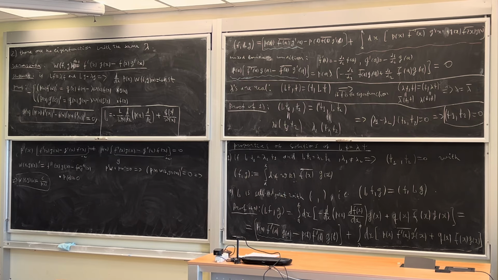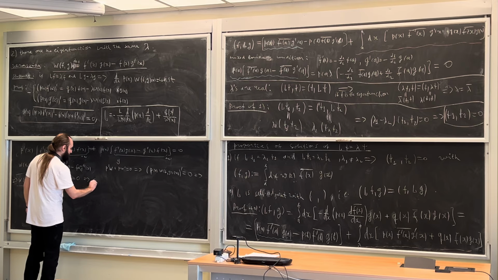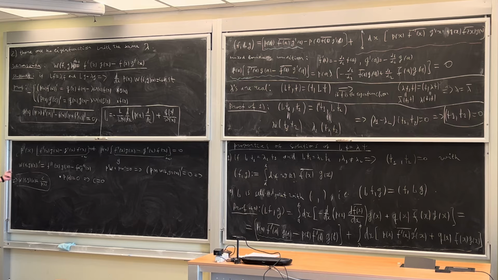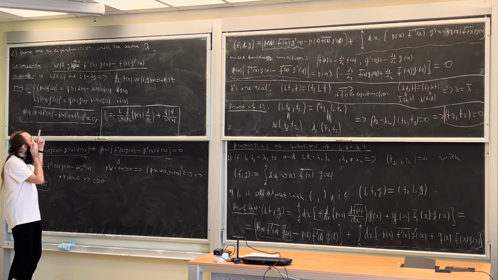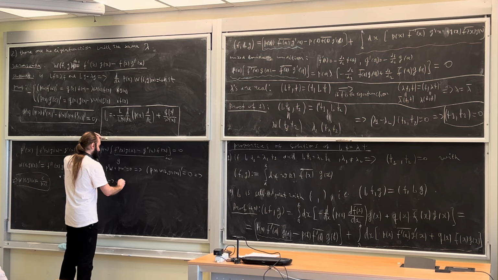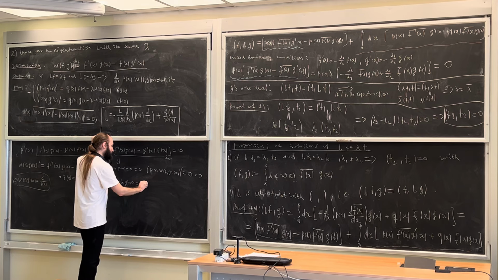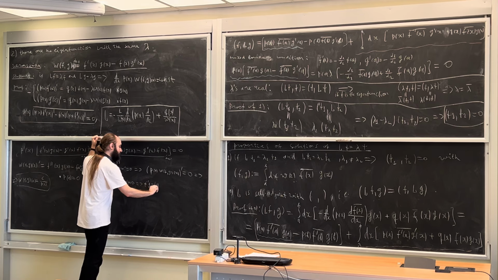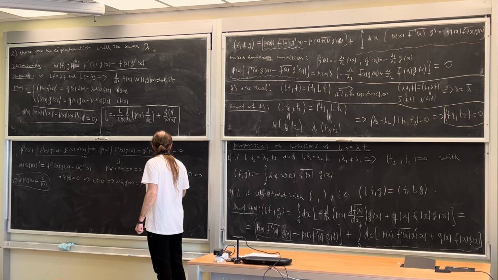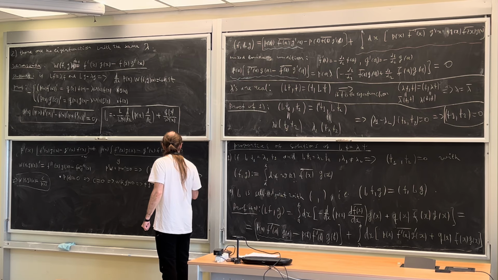And if it's 0, it means that this Wronskian is 0. But what can we say about these functions if their Wronskian is 0? Wronskian of f and g equals 0. So f prime g minus f g prime is 0. So f prime over f equals g prime over g.